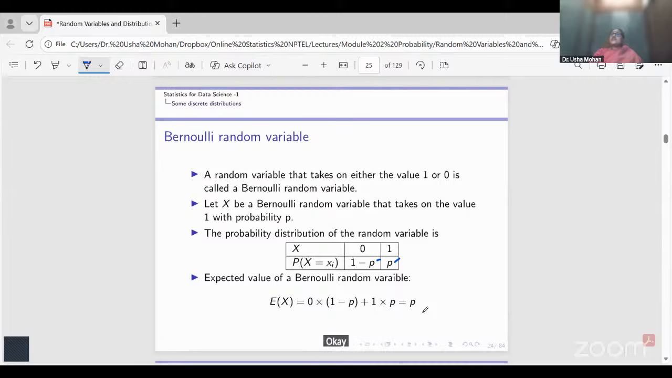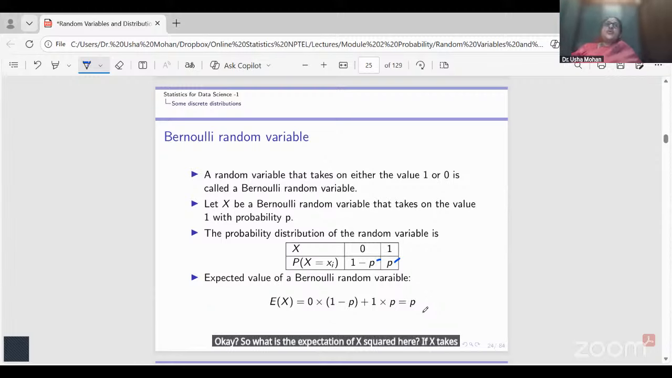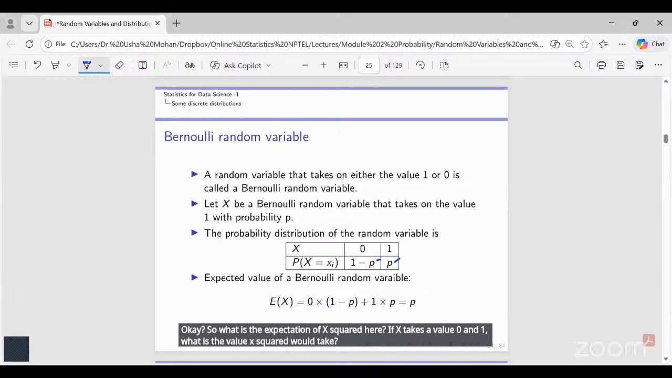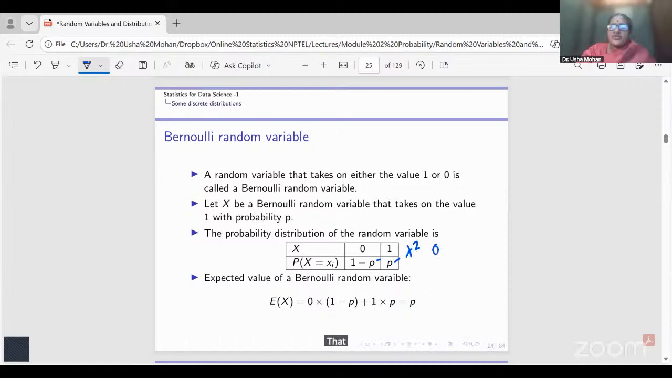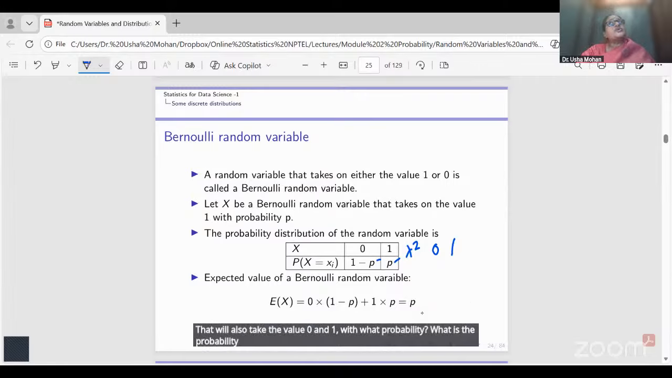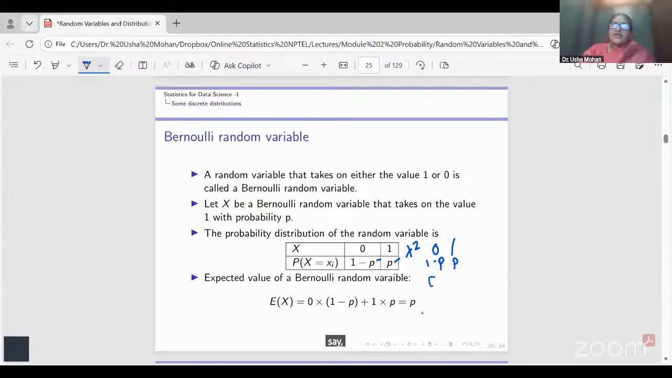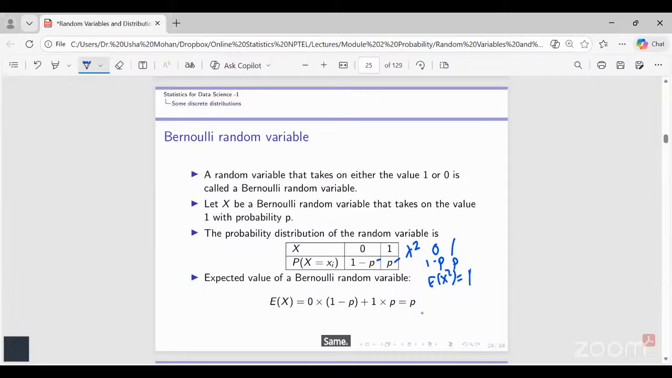Okay. So what is the expectation of x square here? If x takes the value 0 and 1, what values would x square take? 0 and 1. That will also take the value 0 and 1. With what probability? What is the probability x square equals 0? Same probability, 1 minus p and p. So what would the expectation of x square be? It would also be p.